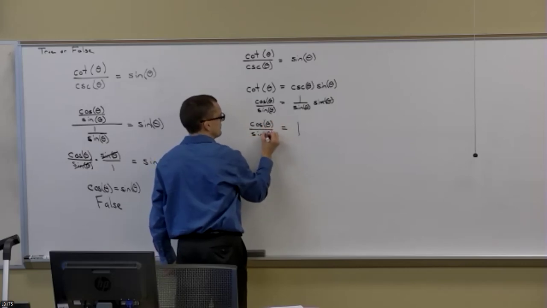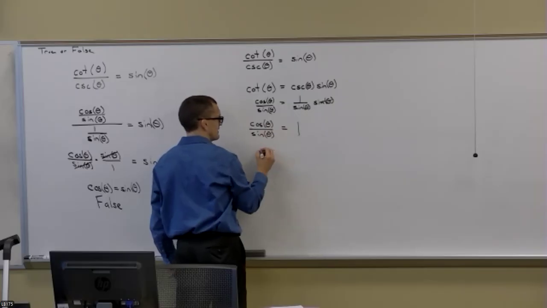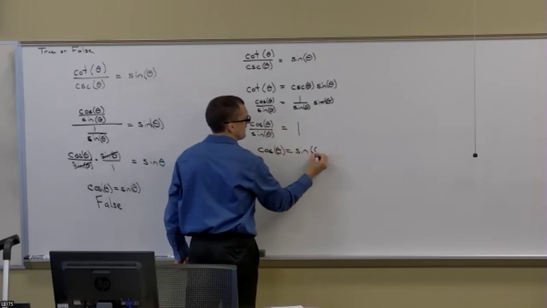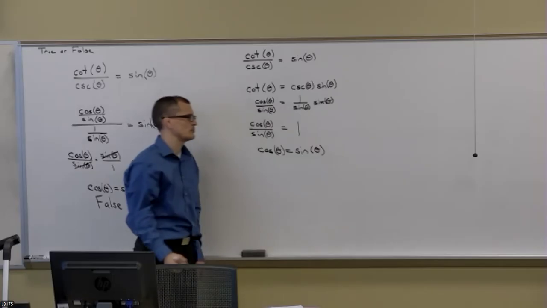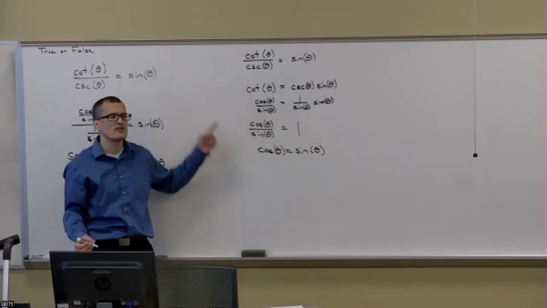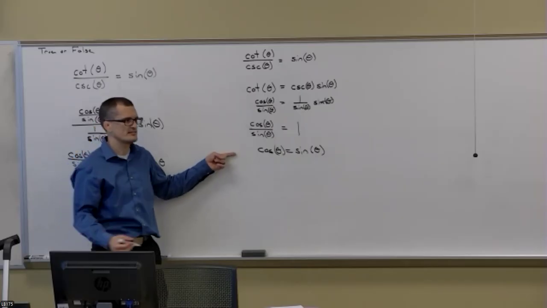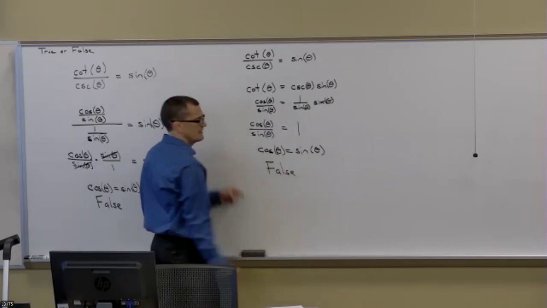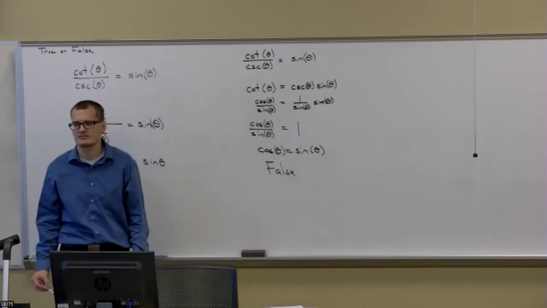And then if you wanted to, you can multiply both sides by sine. Or you could say that because a fraction is equal to 1, then the numerator has to be equal to the denominator. And that's another path I could have taken and got the same answer. And notice that the statement therefore has to be false.